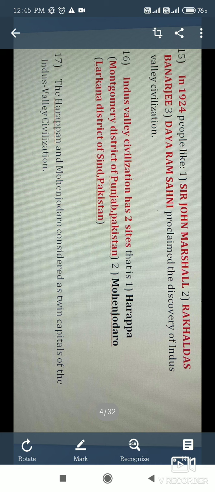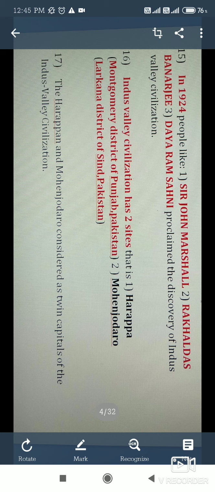In 1924, people like Sir John Marshall, Rakhal Das Banerjee, and Dayaram Sahni proclaimed the discovery of the Indus Valley civilization. So there are three people who proclaimed that they had discovered these sites. The Indus Valley civilization has two sites: one is the Harappa site, the second one is the Mohenjo-daro site. Harappa is located in the Montgomery district of Punjab, in Pakistan, and Mohenjo-daro was in the Larkana district of Sindh, also in Pakistan.